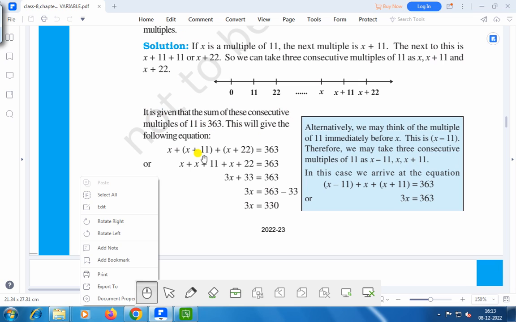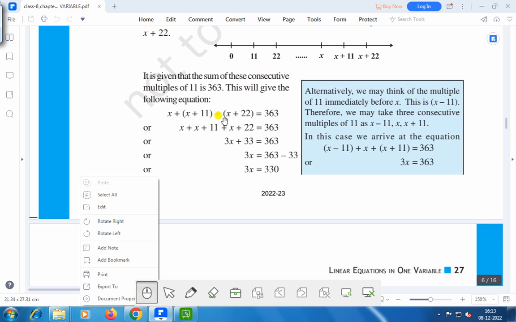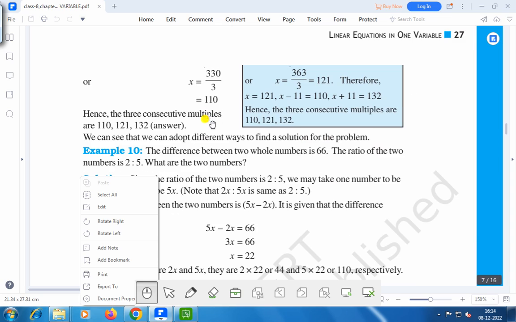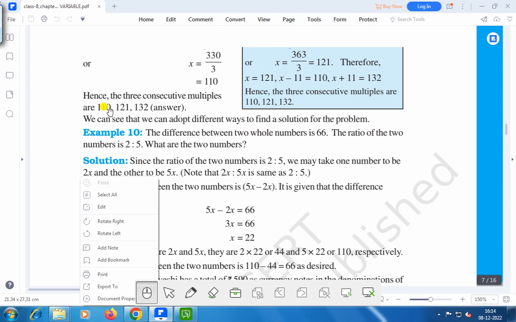This will give the following equation. x plus x plus 11 plus x plus 22 is equal to 363. 3x plus 33 is equal to 363. 3x is equal to 363 minus 33, or 3x is equal to 330, or x is equal to 330 by 3. That is x is equal to 110. Hence the 3 consecutive multiples are 110, 121, 132.